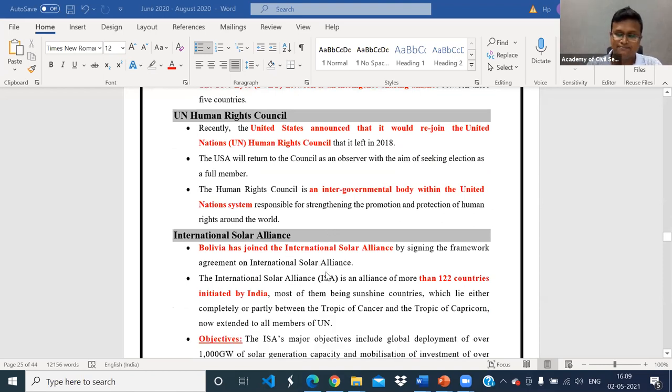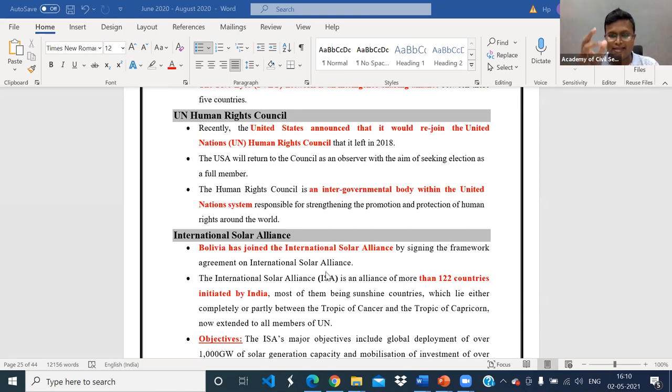International Solar Alliance is an organization established by India. It is an international organization with 122 countries. It is an organization for those countries having huge potential of solar energy, the countries in the tropical region, between the equator and Tropic of Cancer and Tropic of Capricorn. Yes, in geography you might have studied the tropical region. The countries in the tropical region have huge potential for solar energy production because the sun will be just above throughout the year.